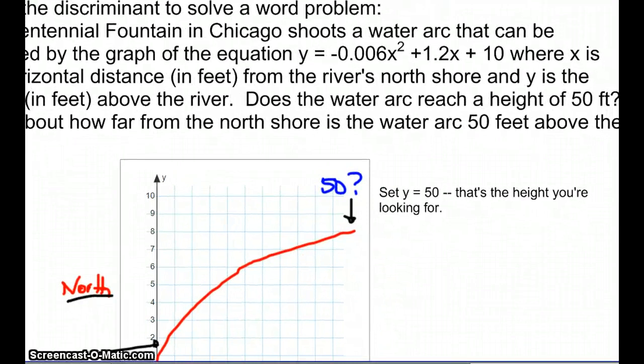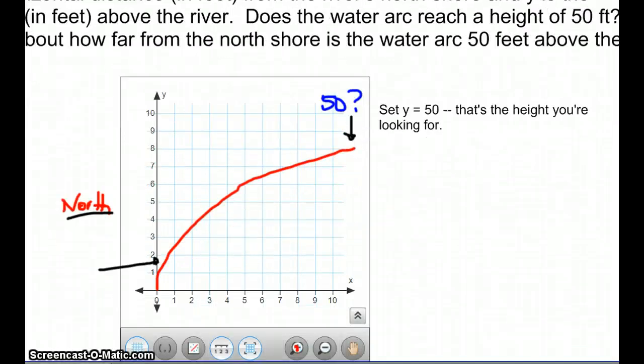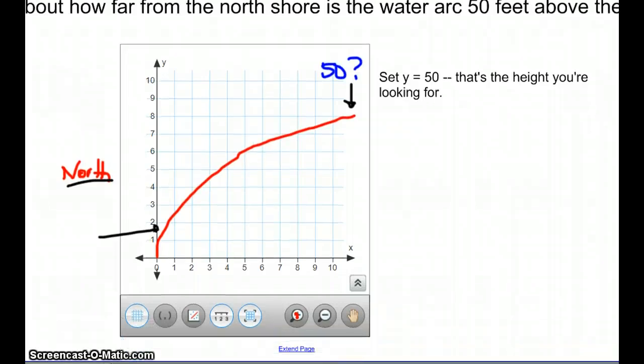Okay, so take a look at this graph. If the axis on the left is the north shore of the river, then you're shooting water up from 0, 0, and it's forming the shape of a parabola. We want to know, does it ever reach 50 feet? That means, is there a solution at 50 feet? In other words, we're going to use the discriminant to solve this. So you're going to set y equal to 50.